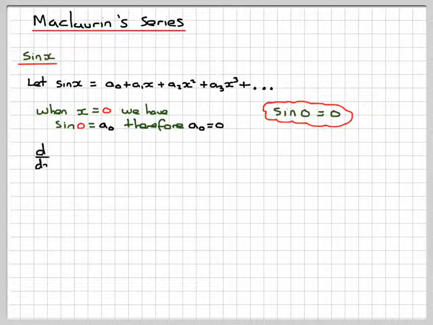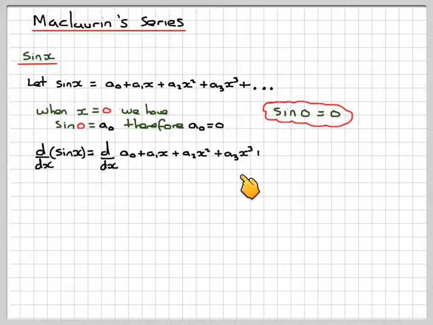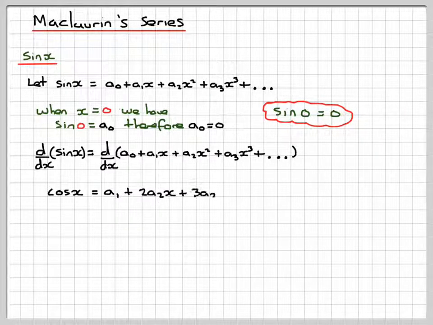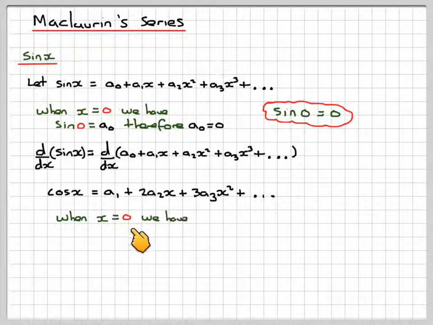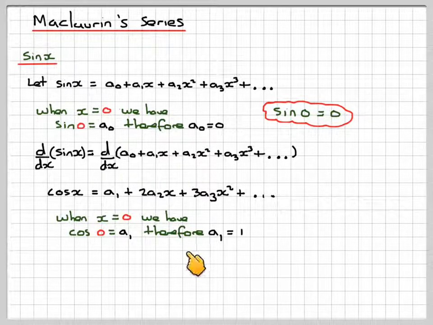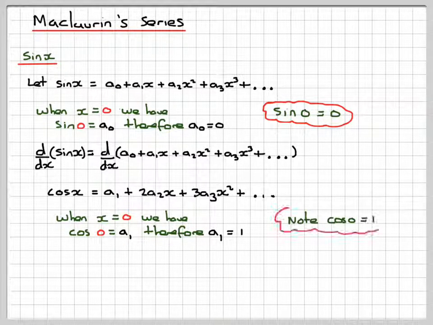If I differentiate both sides, so d dx of sin x, and then differentiate the right-hand side as well, we're going to have that cos x is equal to a1 plus 2a2x plus 3a3x squared. And we'll do a similar sort of thing when x is equal to 0. We have cos 0 is equal to a1, therefore, because the cos of 0 is equal to 1, a1 is equal to 1.